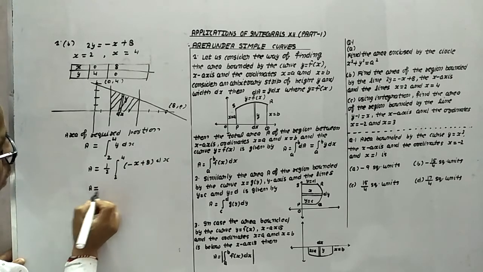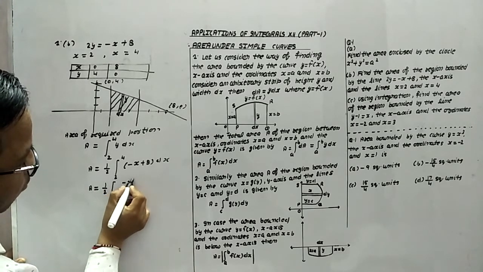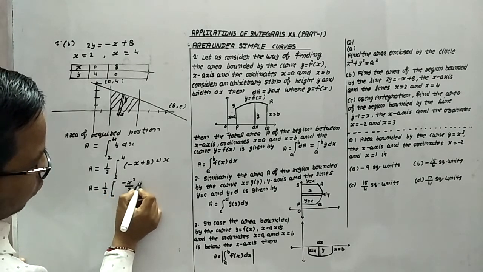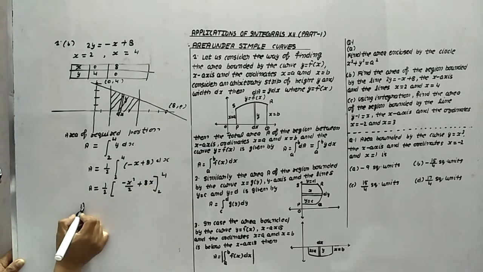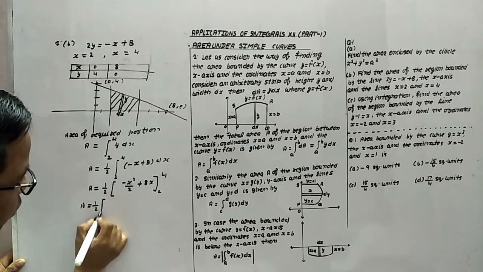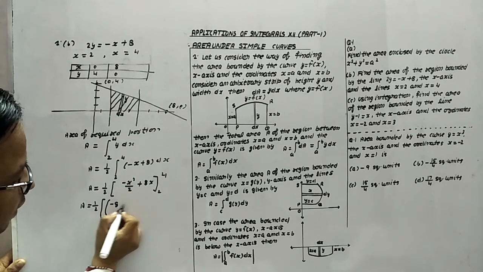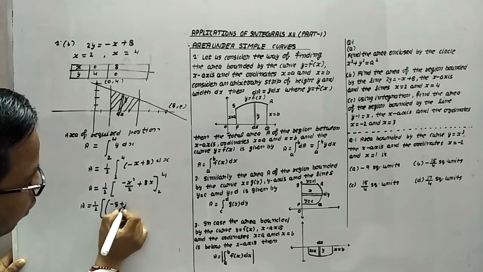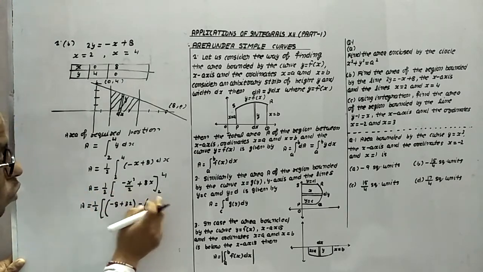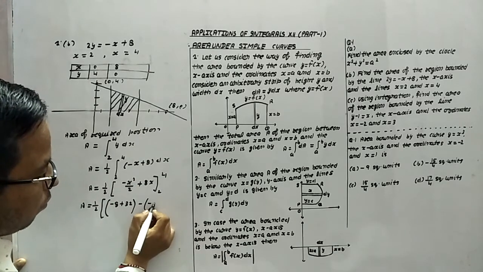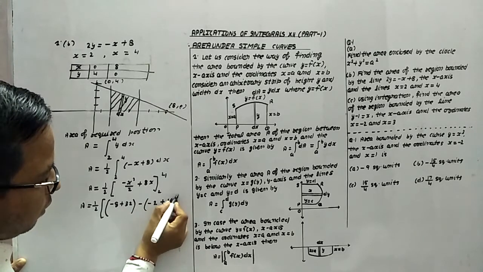Now A is equal to half. First of all find out the integration. The integration is minus x square by 2 plus 8x, with limits from 2 to 4. Now first of all we put the upper limit. Upper limit means 4. It means minus 16 by 2, which is minus 8, plus 8 times 4, which is 32. This is the upper limit minus the lower limit. Lower limit means 2 square is 4, so this is minus 2, and plus 8 times 2 is 16, and this is 16.